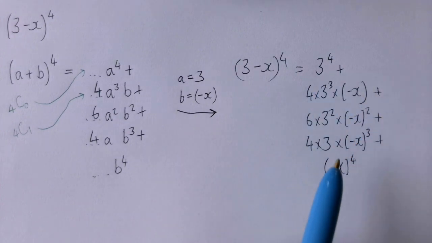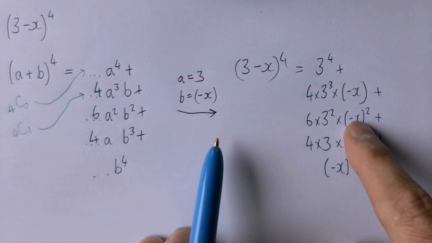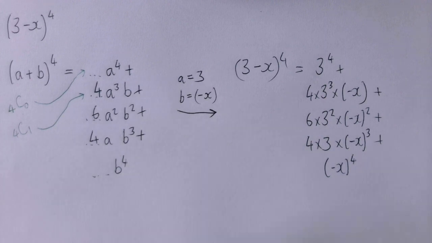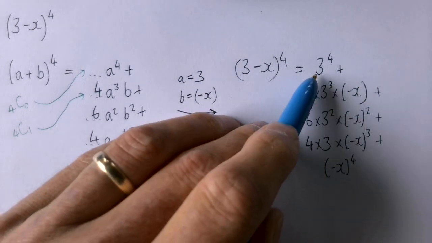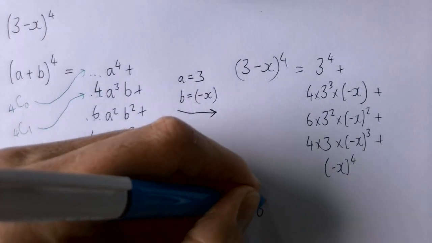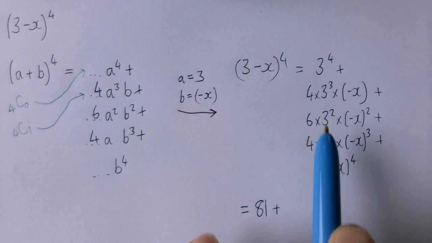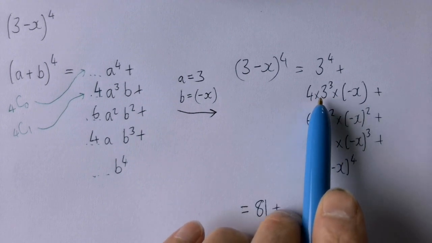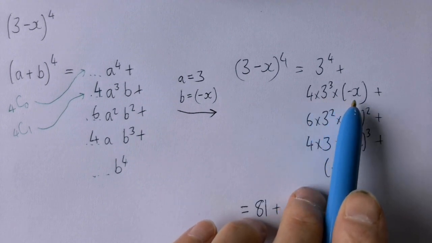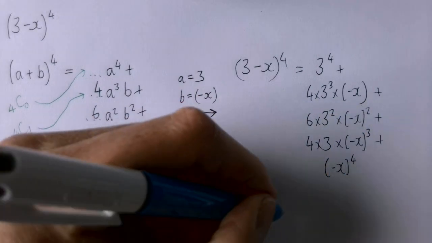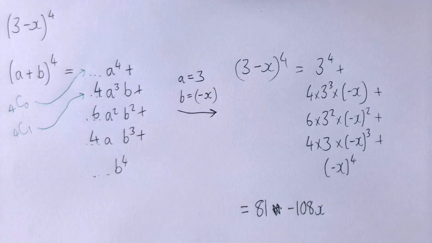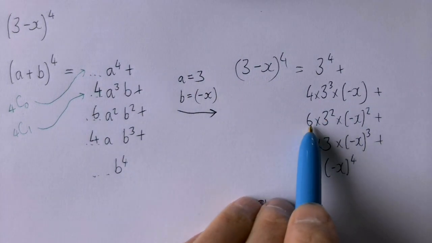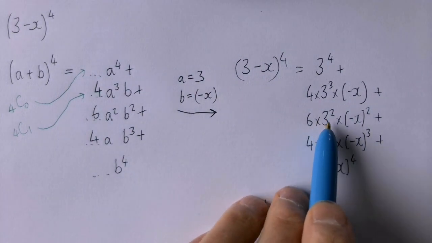So I've done my substitution, been really careful about the minus x, made sure I've got that in brackets. Let's simplify it out. You don't have to do it down like this, it's just that's the way I like to set it out. But now I'm going to write it out in a line. So 3 to the power of 4 is 81. And then I've got 4 times 27, which is 108. And that's multiplied by minus x. So that's actually minus 108x.